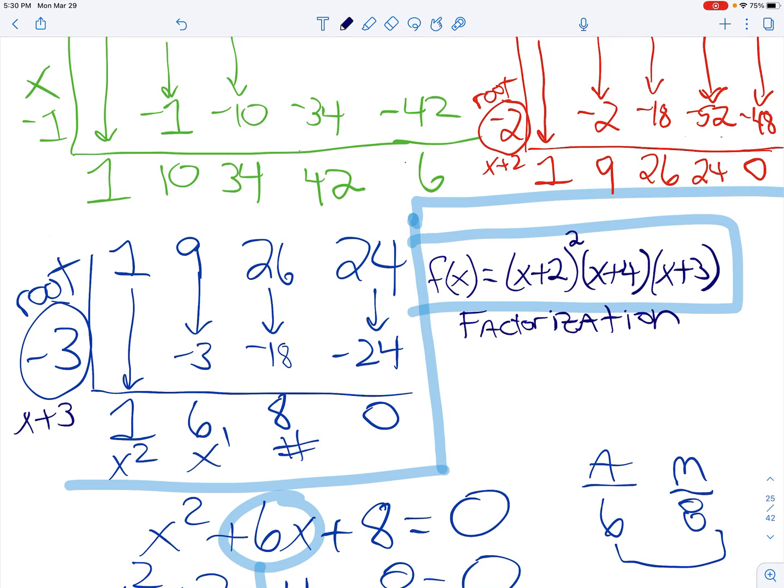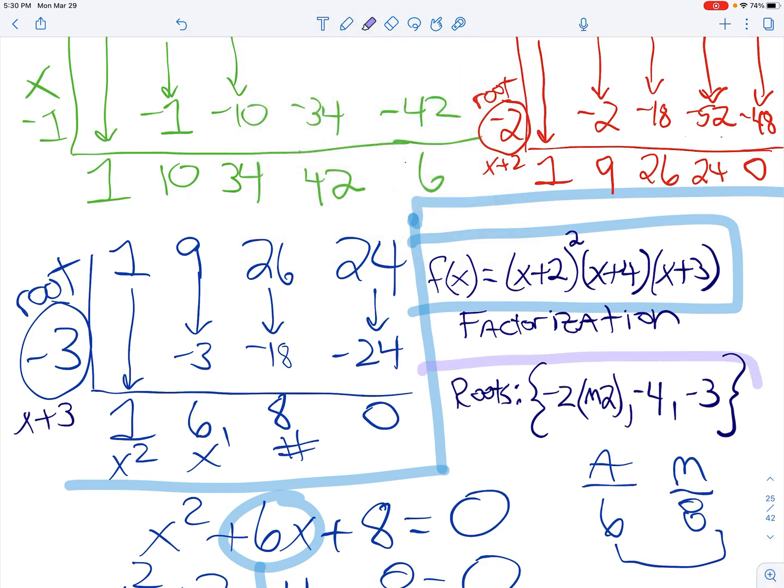And now we write the roots. All right. So negative 2 here. And once again, you may see this on a multiple choice when negative 2 is a double root or whatever. They'll say negative 2, multiplicity 2. All right. And then negative 4 and then negative 3 are your roots. And there you go.